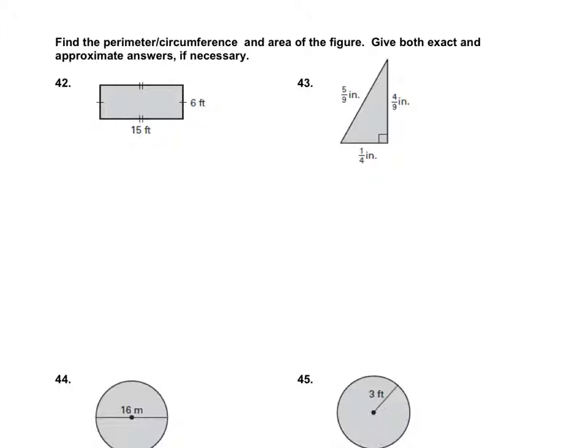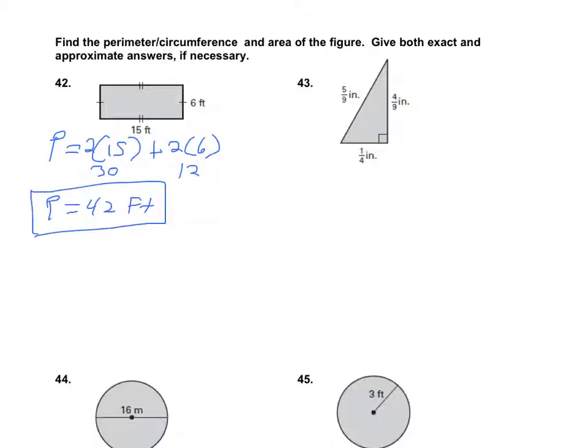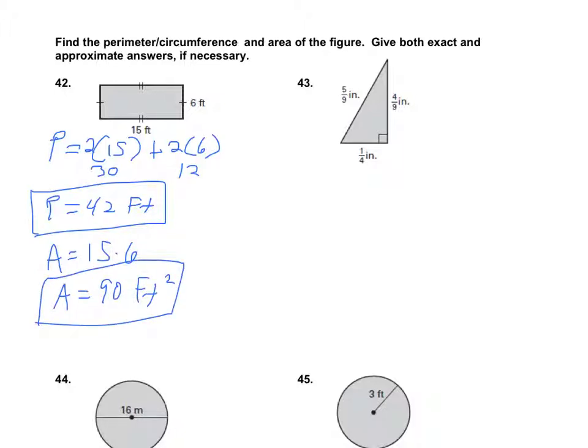So number 42, we can see this is a rectangle, and so the formula for perimeter is 2 times the length plus 2 times the width. So I'm going to get 30 and 12. So the perimeter is 42 feet. The area of a rectangle is length times width. So area equals 15 times 6, and that is 90. So 90 square feet. We could fit 90 1 foot by 1 foot squares in that rectangle.